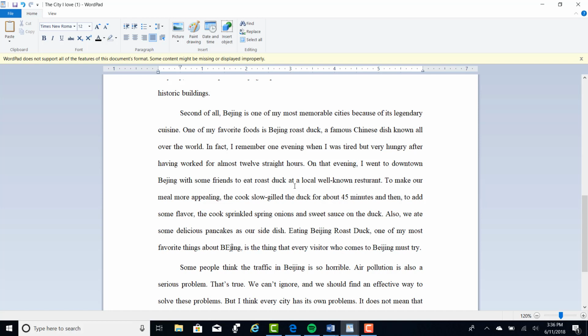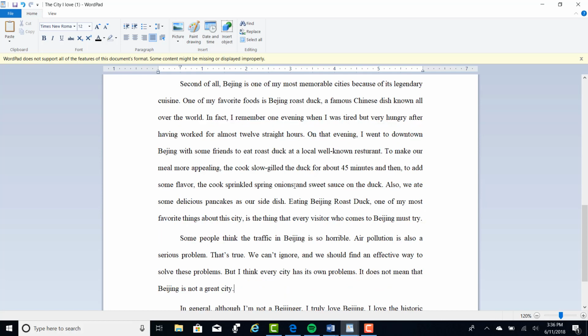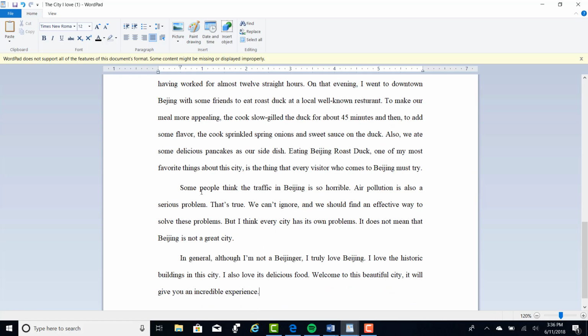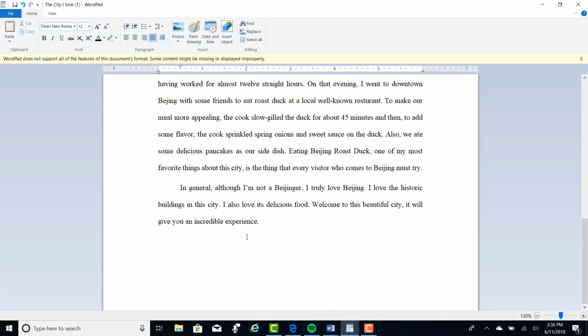Yeah, I'm going to put this in here too, because remember, you're talking about why you like Beijing, not just other people. So we put eating Beijing roast duck, one of my most favorite things about this city, is the thing that every visitor who comes to Beijing must try. In this paragraph, we've already done something with, right? So then we get to the end. I'm going to give you some kind of a conclusion, I think.